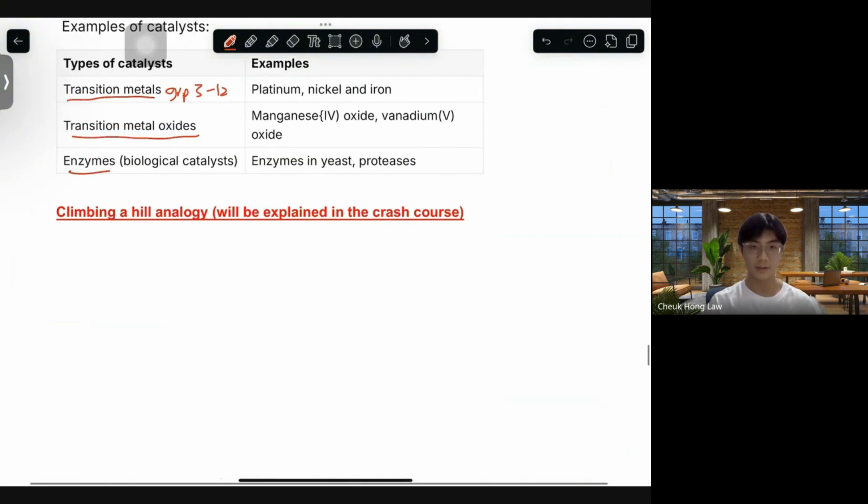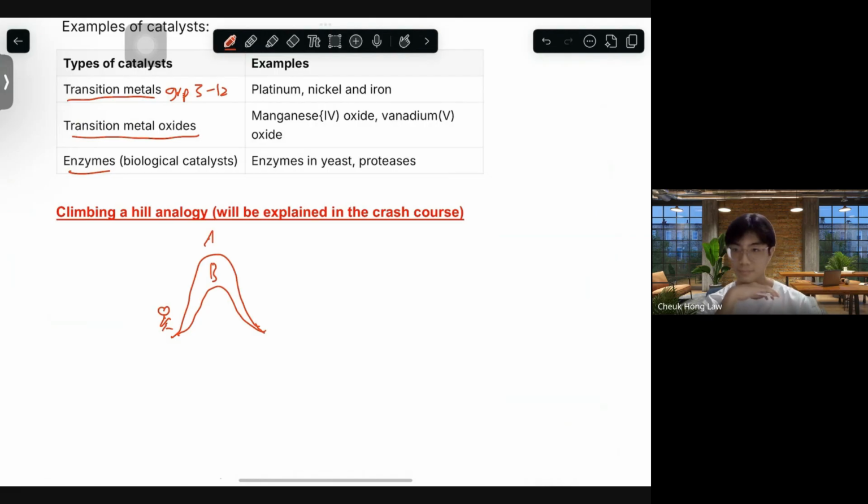Okay, climbing a hill energy. Imagine you're climbing a hill, right? Then all of a sudden, you have a shortcut. Okay, so which hill is easier to climb now? A or B? Which hill is easier to climb? B, right? Yeah, B is easier to climb.